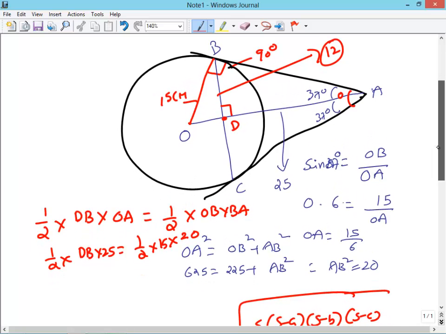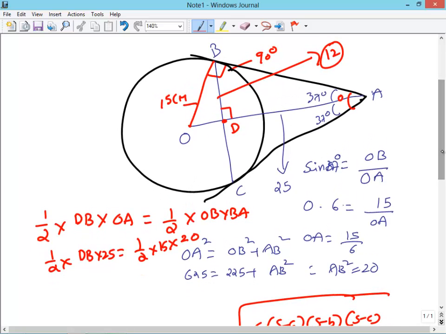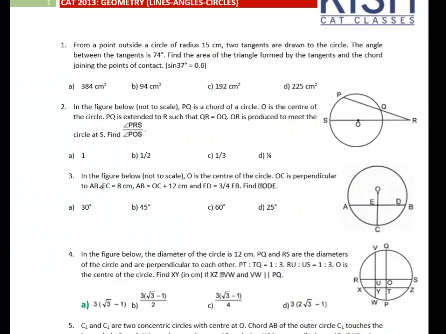Observe this one. We used properties related to tangent, chord and radius. That's all. Question number 2.